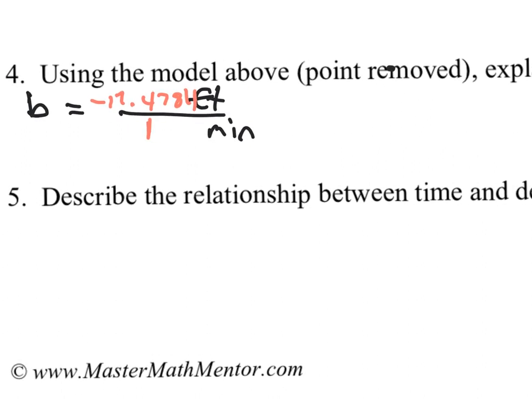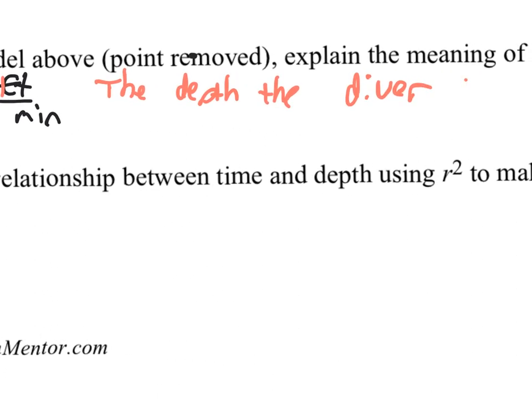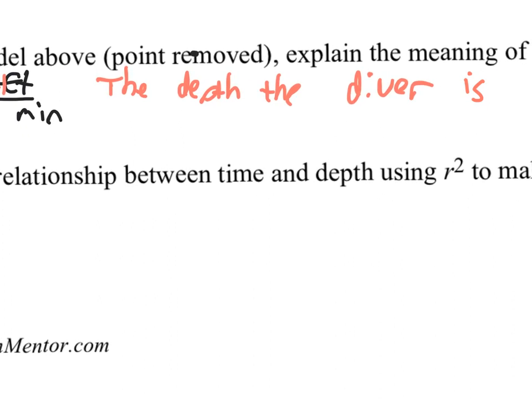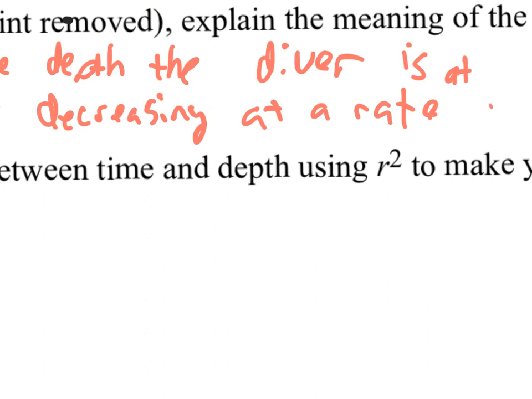So I'm going to write this out. This is how you would interpret it. The depth the diver is at is decreasing at a rate of, and slope's a rate, so that's good that he's using that word, at a rate of 17. Should we put the negative? You don't have to, because you use the word decreasing. See that? You're using the negative.